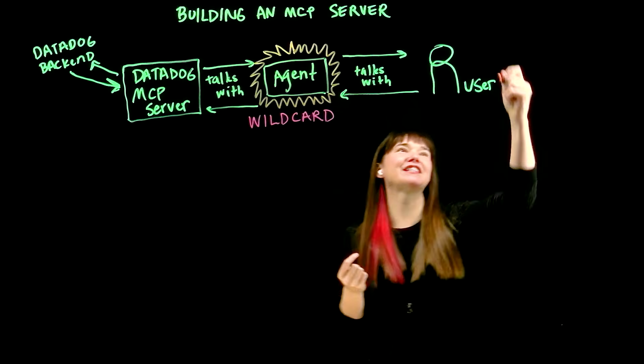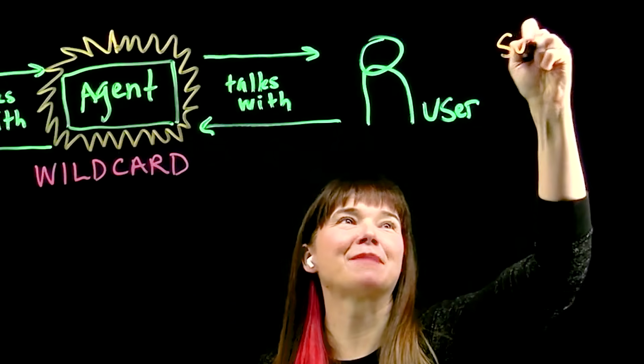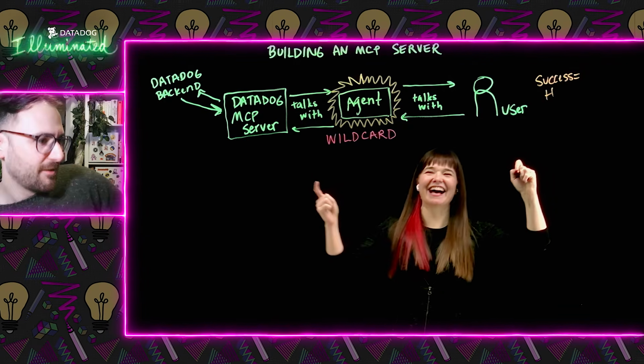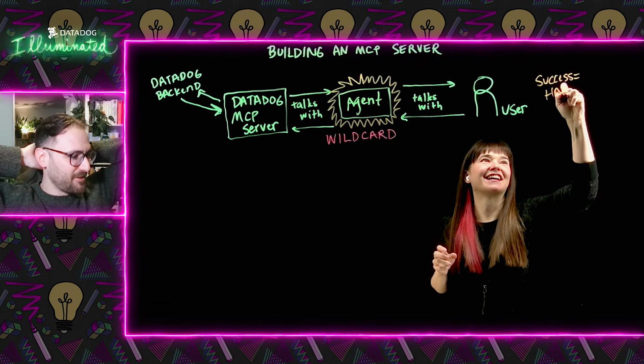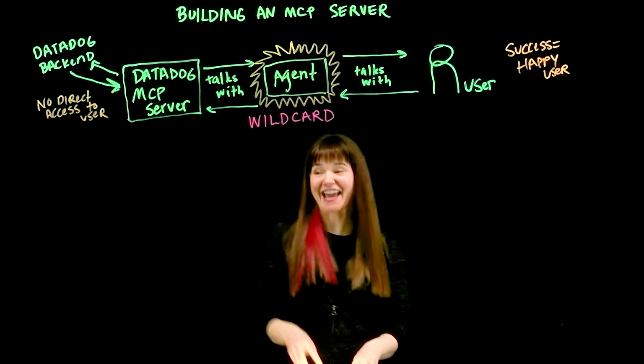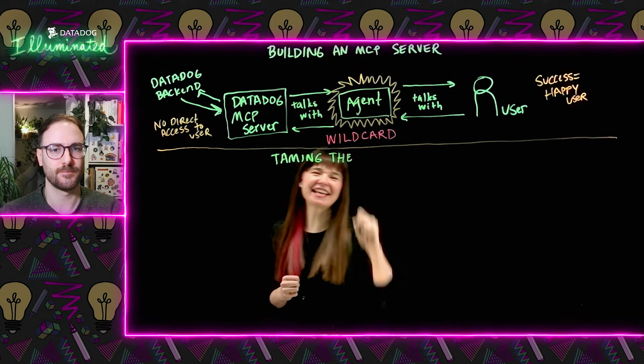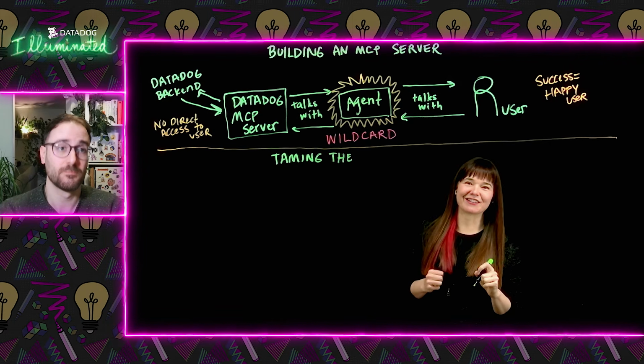Yeah. I noticed too that success is a happy user. Yeah. But then, you never get to talk to the user directly. Again, with this wily agent. It's kind of intermediated by the agent. Yeah, it can be kind of tricky to measure success when we're not actually talking directly to that user. It's all about taming the agent. And really, the agent, yes, but also the LLM underneath the agent.